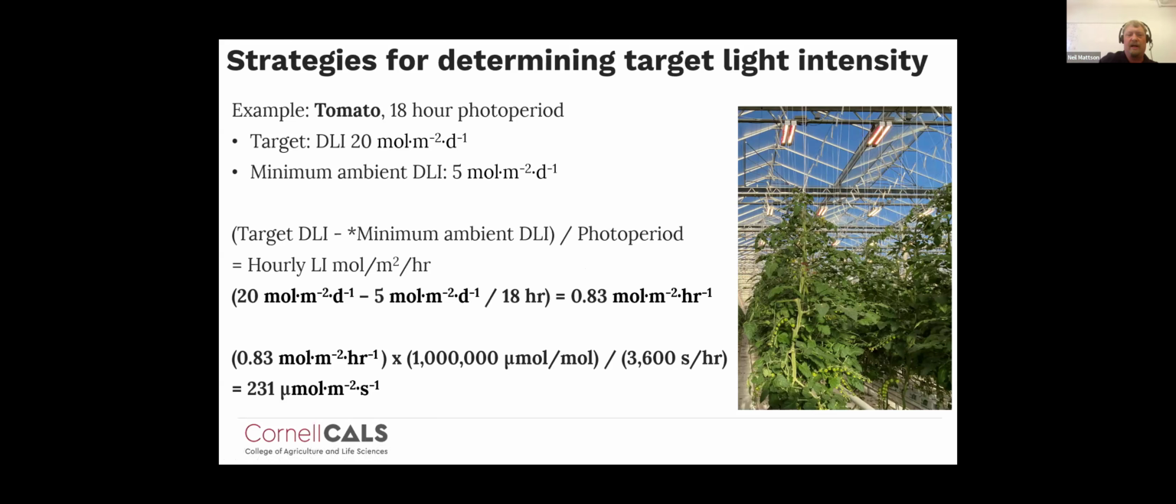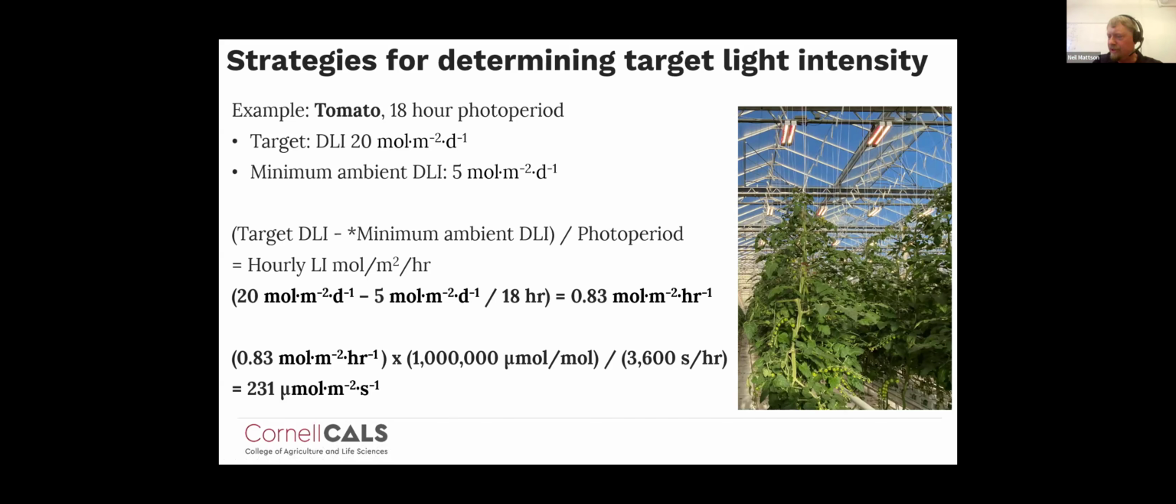And then we can back calculate what that means in terms of the instantaneous amount of light, or PPFD, that our lighting system needs to provide. And so to do that, we have the hourly light integral target. We multiply that times 1,000,000 micromoles per mole. We divide that by 3,600 seconds per hour, and that tells us that we need an instantaneous lighting capacity of 231 micromoles per meter squared per second.